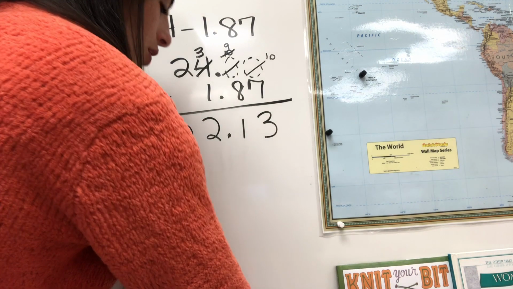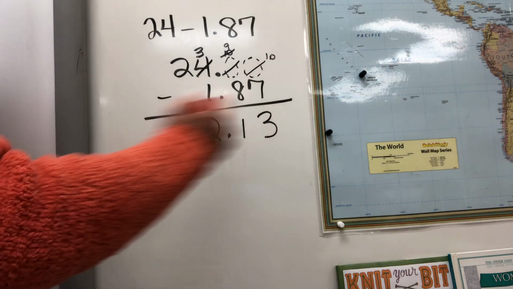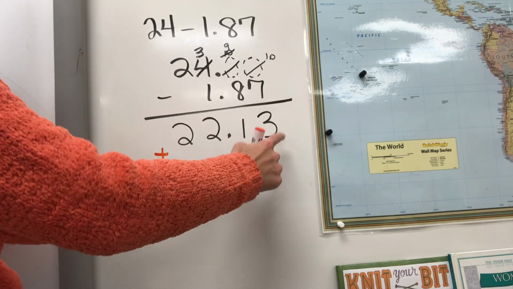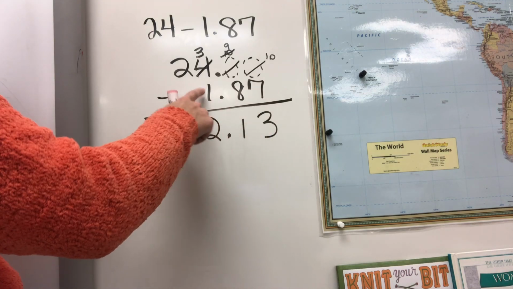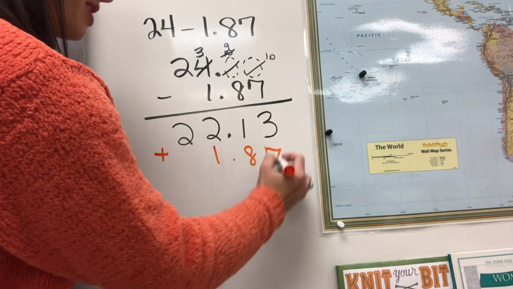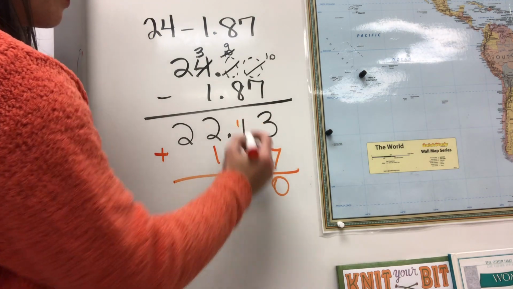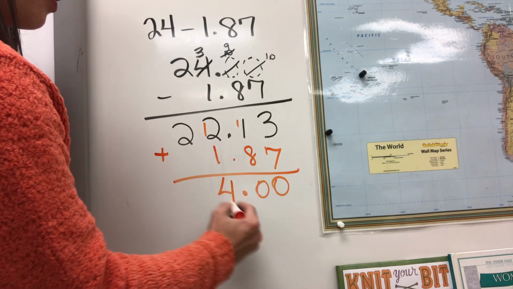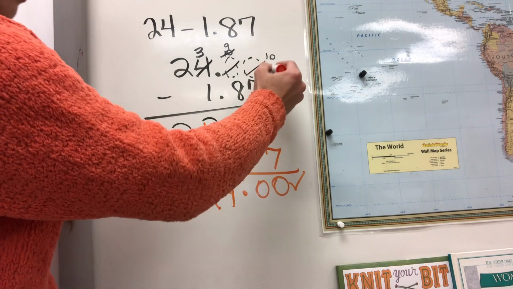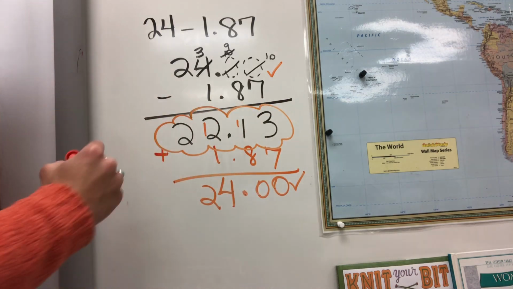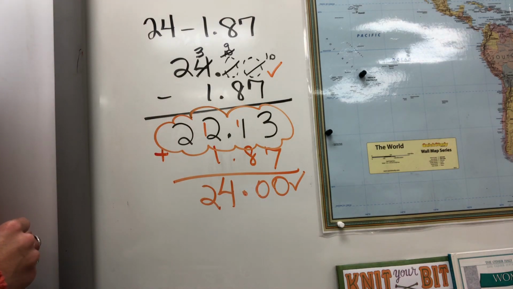Now, we can check ourselves with addition, since we're adding and subtracting decimals. So I can add my answer to this number, and I should get 24 if I've done it correctly. And that's a good way to check myself. So 7 and 3 is 10, 8 and 2 is 10, bring down my decimal, 2 and 2 is 4, and 2. So 24 matches 24. I know that 22 and 13 hundredths is the correct answer for this problem.